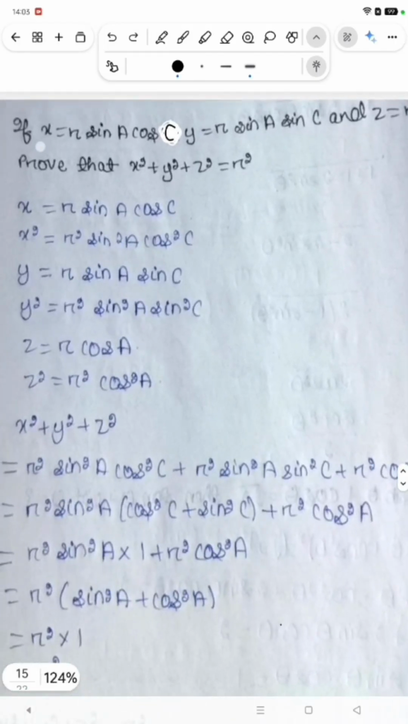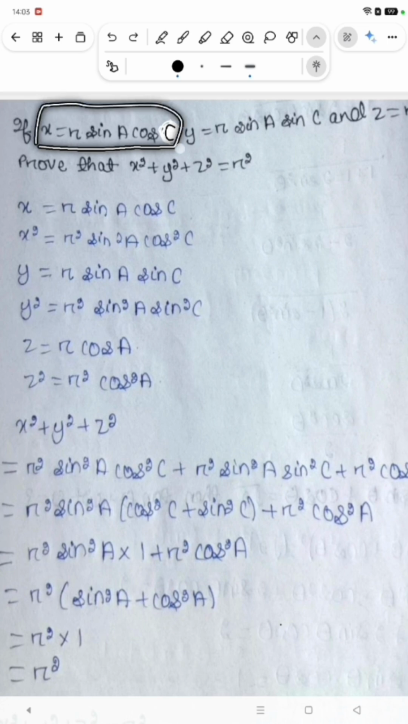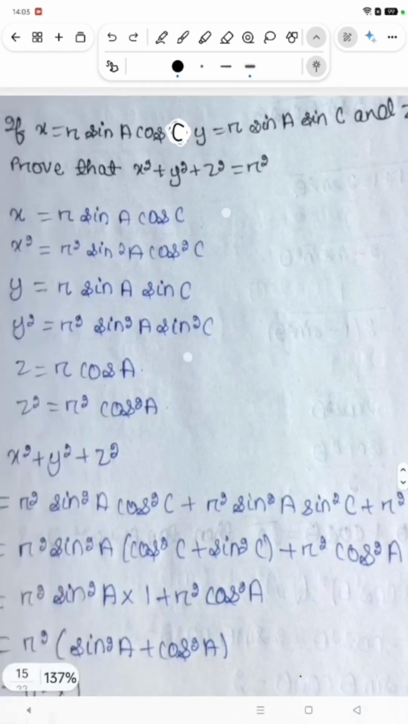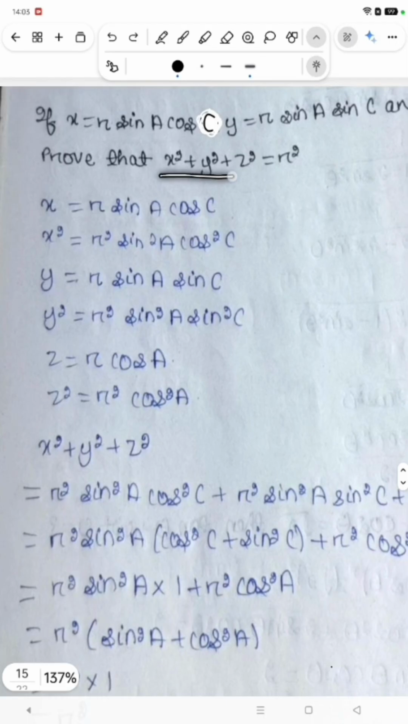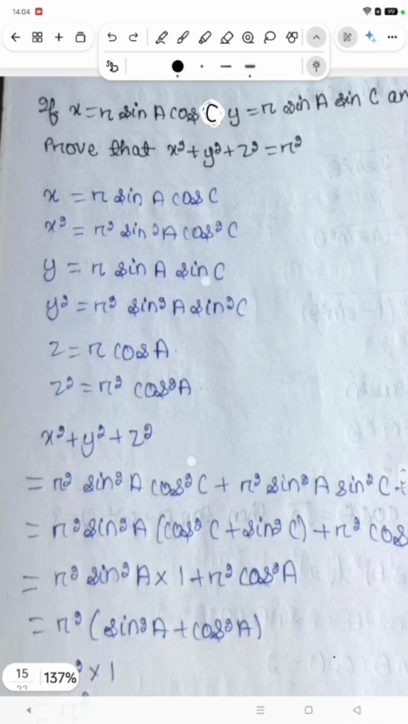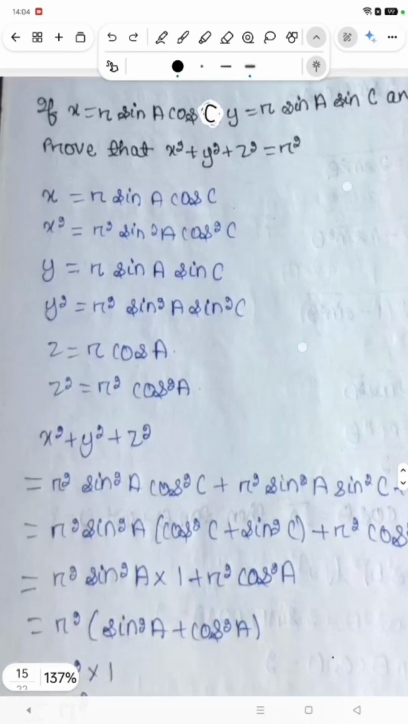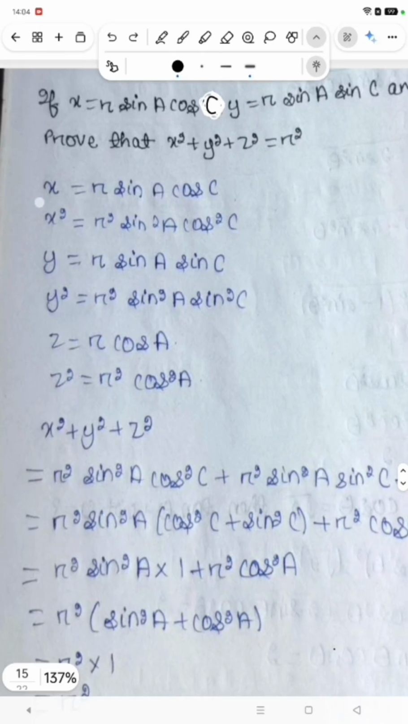If x is equal to r sine a cos c and y is equal to r sine a sine c and z is r cos a, prove that x square plus y square plus z square is equal to r square. So the values of x, y, z are given. So x is equal to r sine a cos c.